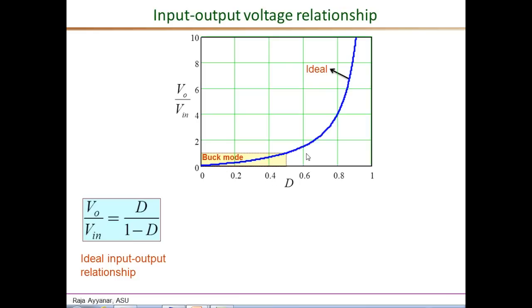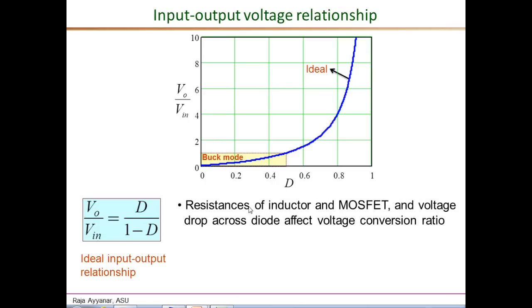For d higher than 0.5, we enter the boost mode of operation, and theoretically the VO over Vn should go all the way up to infinity at d equals 1. But we know that the non-ideal components would begin to dominate for higher values of d. In fact, it is the resistance of the inductor winding, the on-state resistance of the MOSFET, and the diode's forward drop. They begin to dominate at a higher duty ratio.